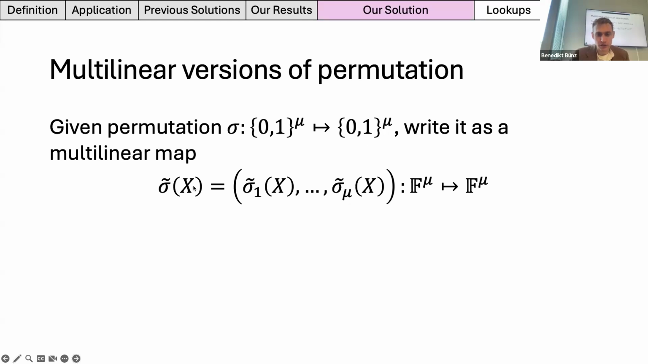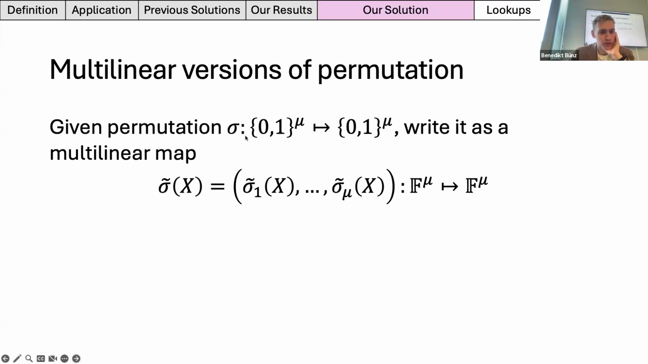What if we write it as a multilinear map? So what this means is we basically find mu multilinear polynomials. So they're polynomials in mu variables, but linear in each variable. That is called sigma 1 of x up to sigma mu of x. So sigma 1 of x here implements the first bit of sigma, right?